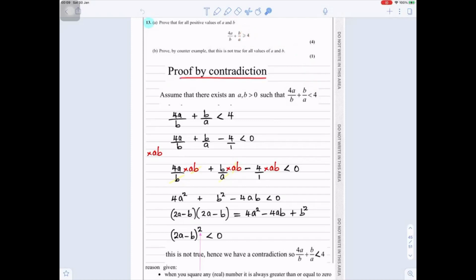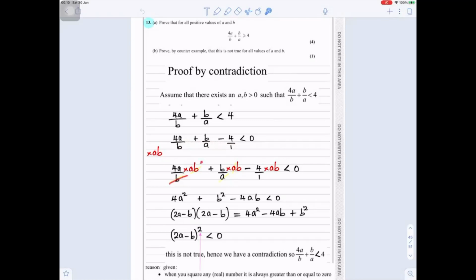Because I want to prove by contradiction that it is bigger than or equal to 4, we want something which is less than 4. So we would assume that there exist a and b greater than 0 such that 4a over b plus b over a is less than 4. Now we write 4a over b plus b over a is less than 4. You take the plus 4 to the left, it becomes minus 4. Now we can multiply all of them by ab. We just want to get rid of the ab in the denominator.